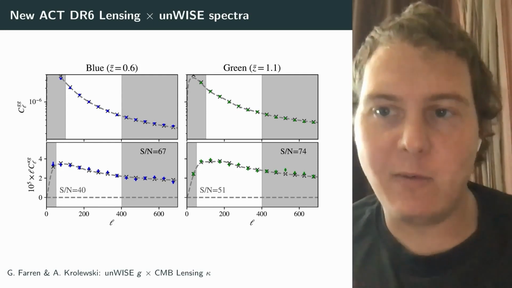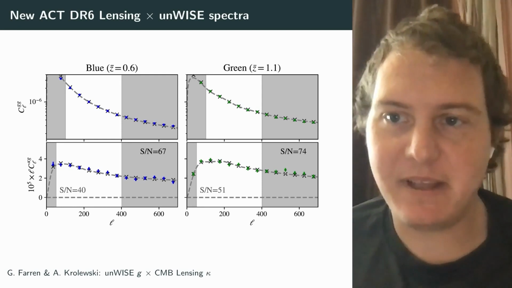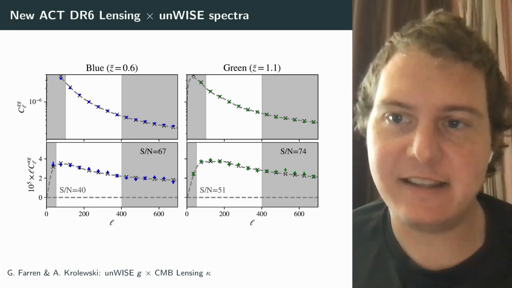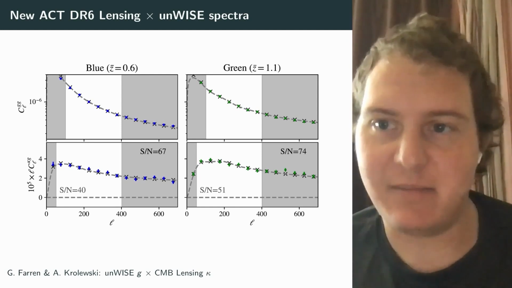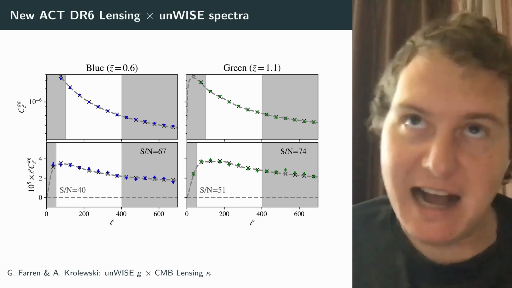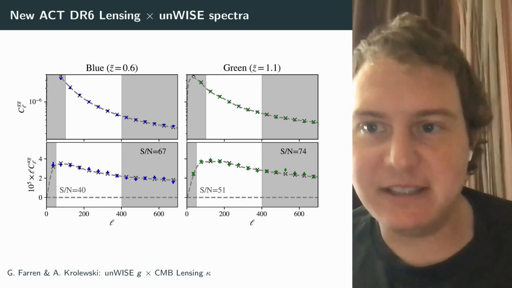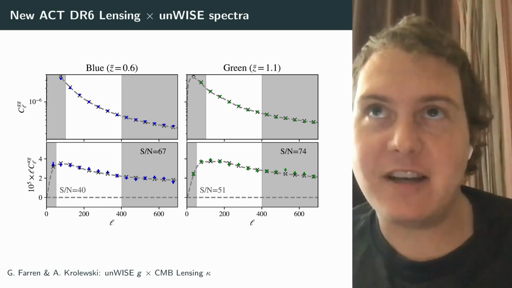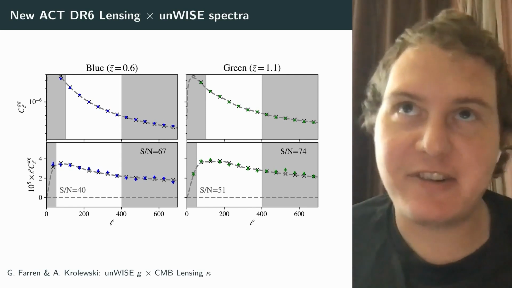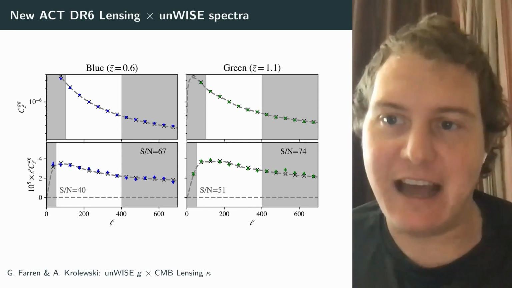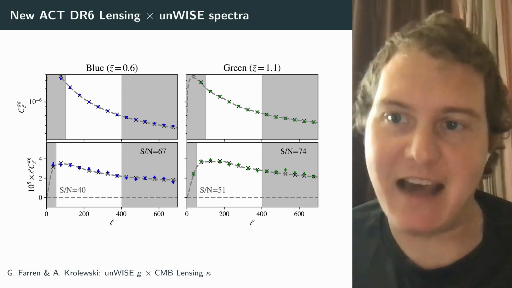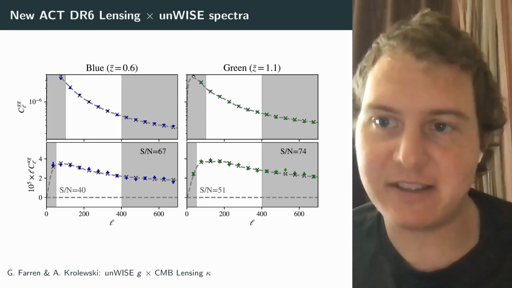unWISE is somewhat better suited for the CMB lensing cross correlations because it's at higher redshift and has higher density than BOSS and eBOSS. eBOSS and BOSS are spectroscopic samples. For this sort of a cross correlation, we're always measuring angular statistics, so we don't need spectra for every galaxy, and we can get a larger sample by having a photometric sample rather than a spectroscopic sample.